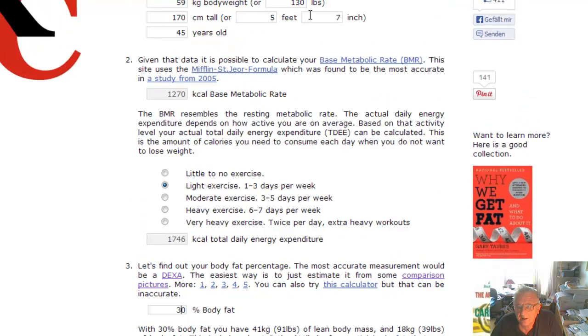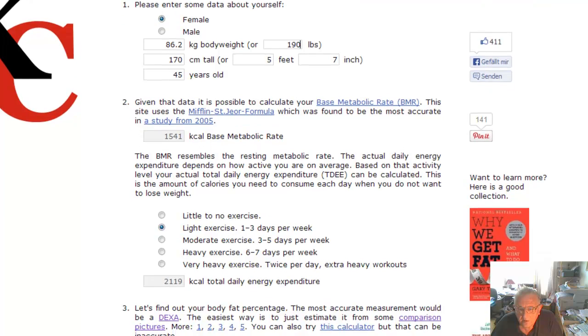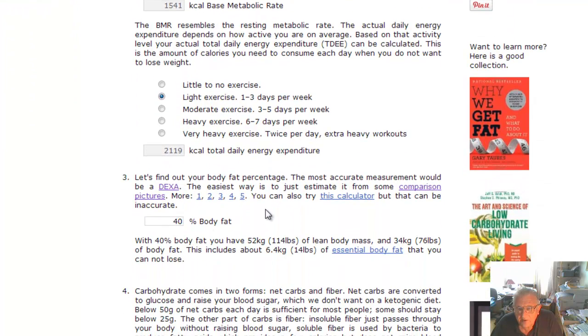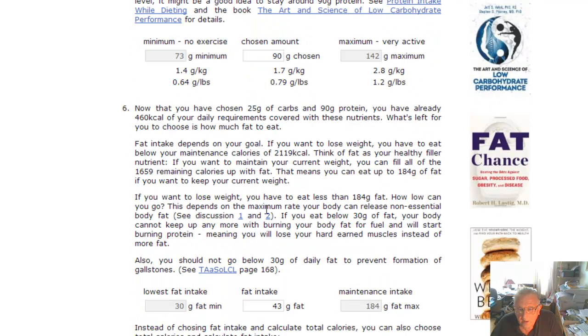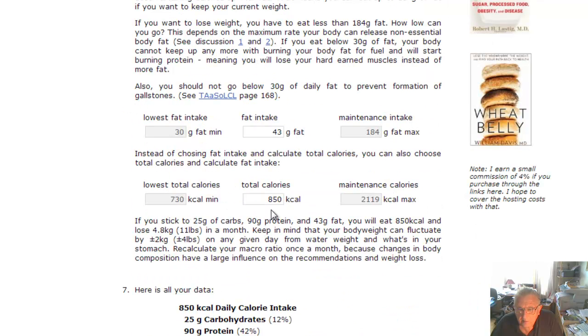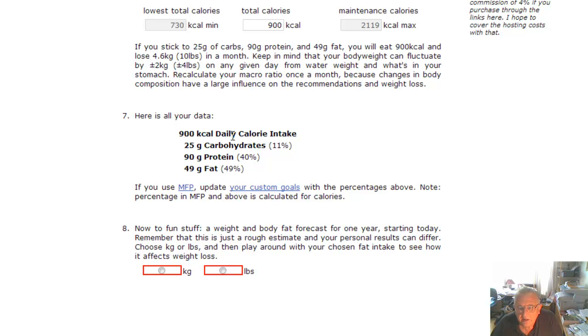Let's put this back like it was, which was 190 pounds with 40% body fat, and at 850 I think that's probably too low, but if we left it at 900, it's happy. We can lose 10 pounds in a month. So we're going to eat 900 calories a day, which is 25 grams of carbohydrate, 90 grams of protein, 49 grams of fat.